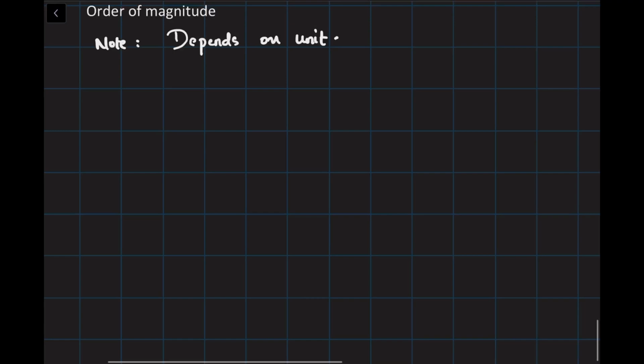Something I wish to add on to this particular video is the concept of order of magnitude. In the concept of order of magnitude, one thing you have to note is that the order of magnitude depends on unit. So order of magnitude is going to depend upon unit. Let's see how to calculate the order of magnitude. This is also easy. So the process is like this.